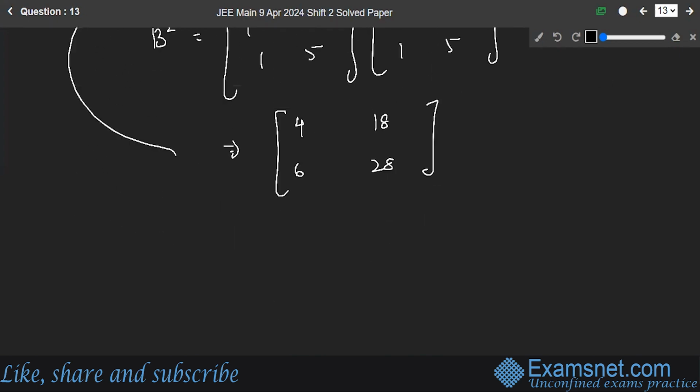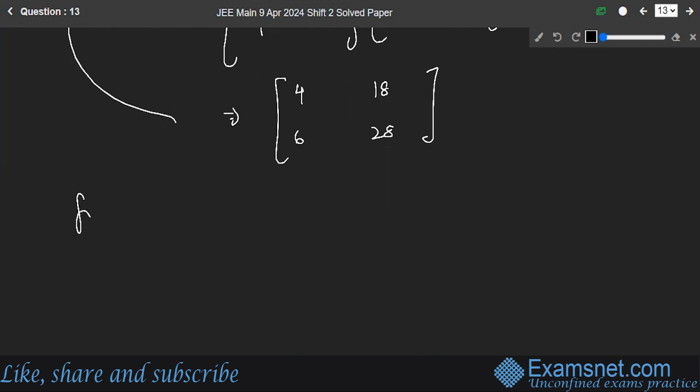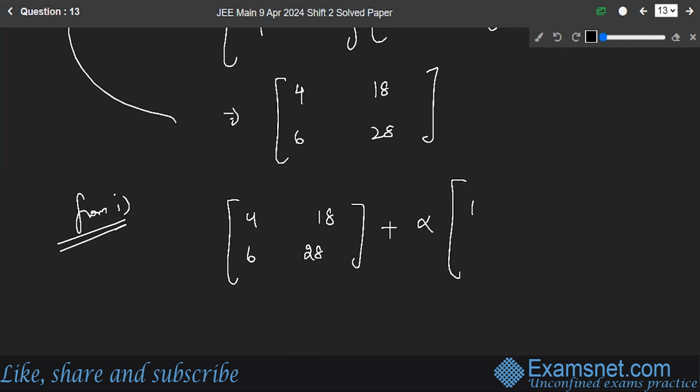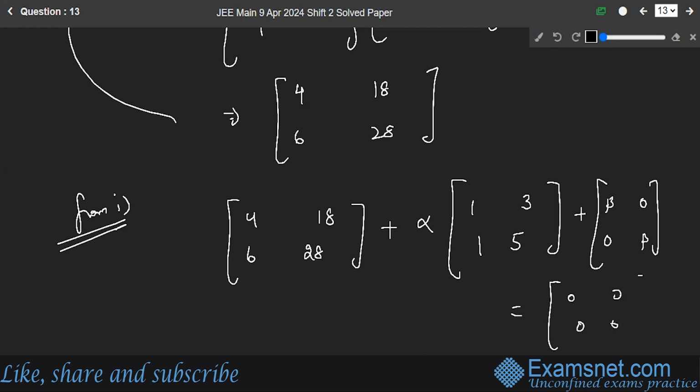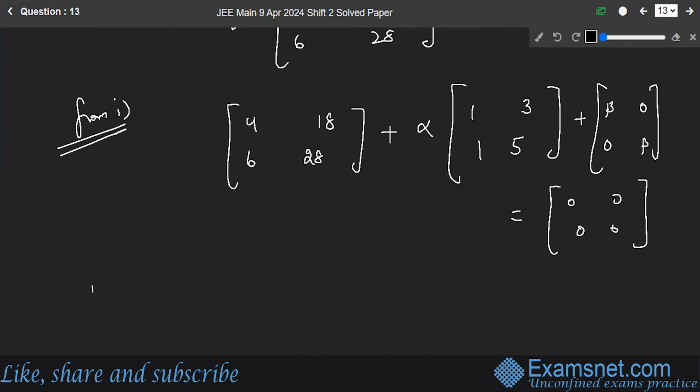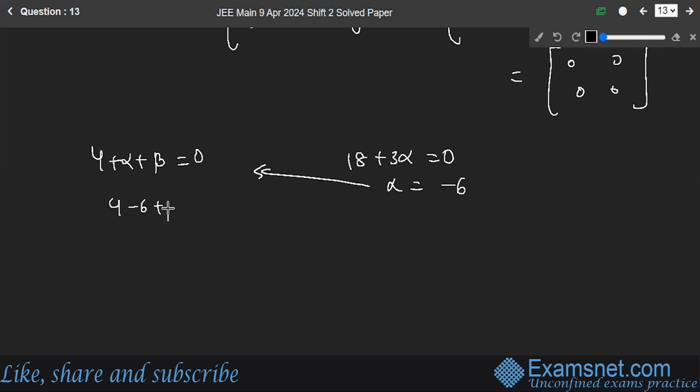So let's call that equation 1. From 1, you have 4, 18, 6, and 28, plus alpha times 1, 3, 1, 5, plus beta into the identity matrix, that's equal to 0, the null matrix. All right, so this gives me 4 plus alpha plus beta is equal to 0, and 18 plus 3 alpha is equal to 0. From here, you have alpha is minus 6. And when I put this value in this equation, you will have 4 minus 6 plus beta is equal to 0, or you will have beta as 2.